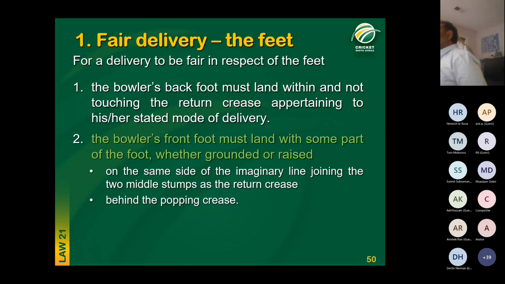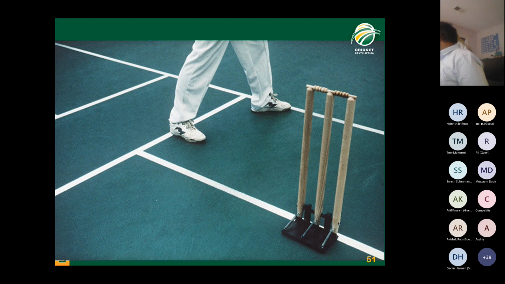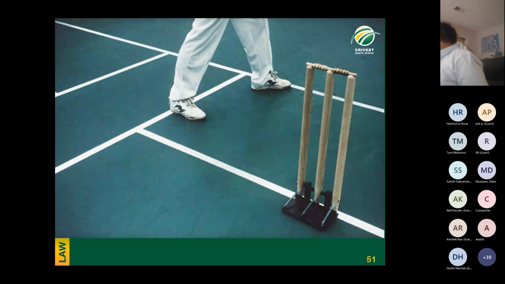But when it comes to the front foot, the bowler's front foot must land with some part of the foot, whether grounded or raised, behind the popping crease. So let's look at a few pics to illustrate this. When it comes to the front foot, which crease is associated with the front foot? The popping crease. So what question do you ask yourself when it comes to the front foot? Is there any part of the front foot, whether grounded or raised, behind the popping crease?